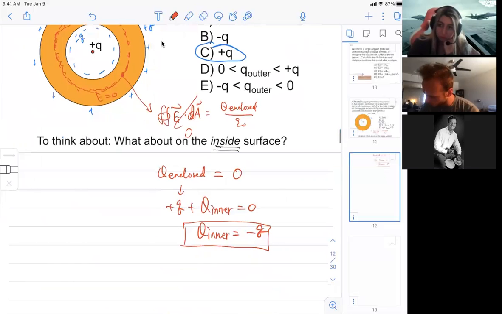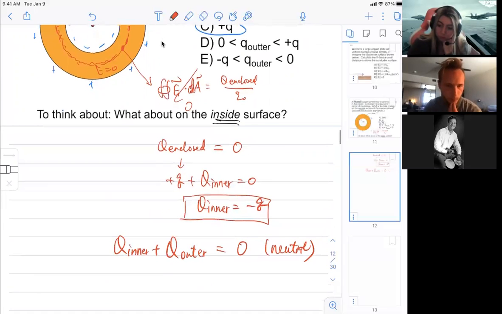Now, what's on the outer surface has to do with this thing being neutral overall. This is still a neutral conductor. So whatever is on the inner surface and whatever net charge is on the outer surface has to add up to be neutral, because that's what's given, right?